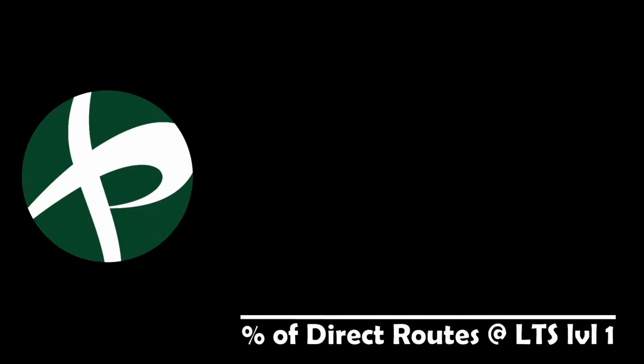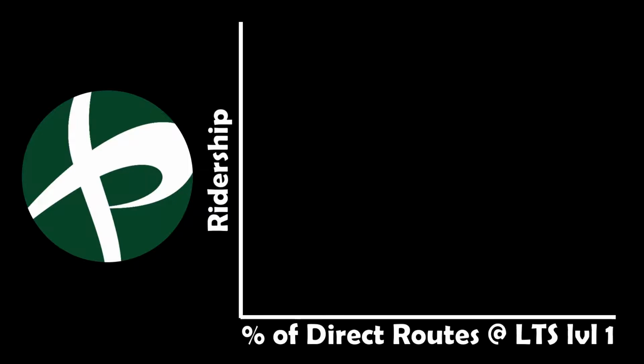One study from Fehr and Peers suggests that low-stress infrastructure that is direct is more important than other factors like total number of miles in increasing bicycle ridership, and this is regardless of the rest of the network.